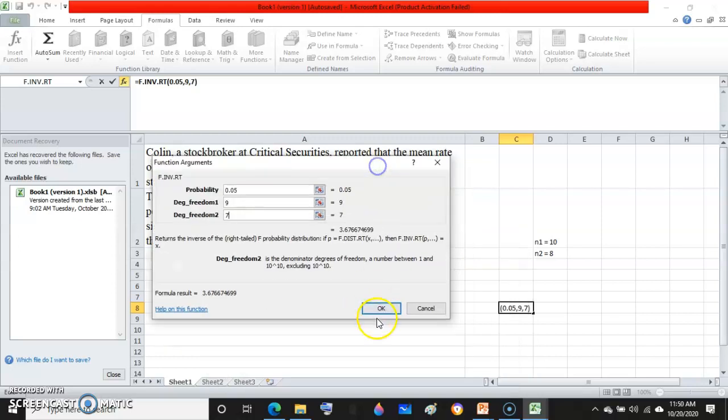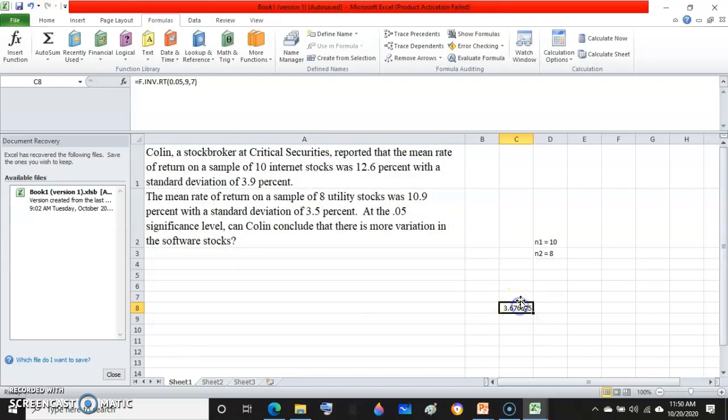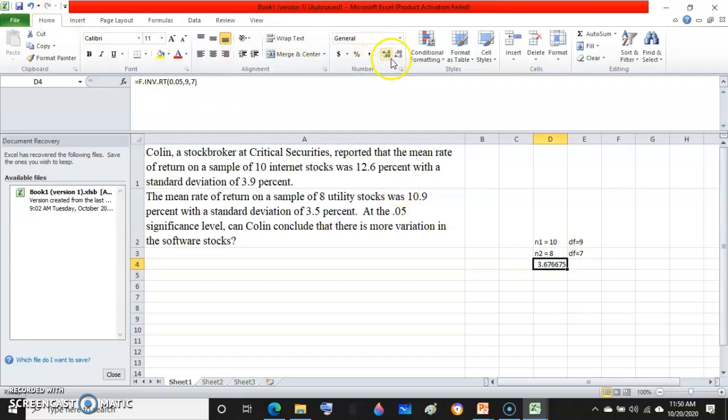So you click OK, and then you can see the critical value for df equals 9 and df equals 7 is 3.67. If we round it, we will have 3.68. So our critical value is 3.68. So that is how we find a critical value using Microsoft Excel.